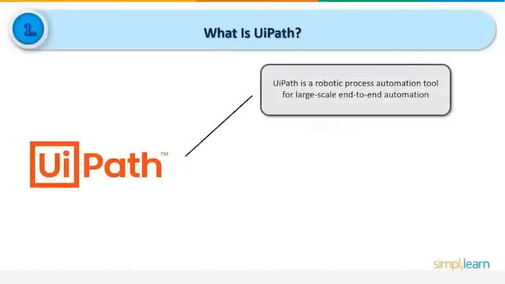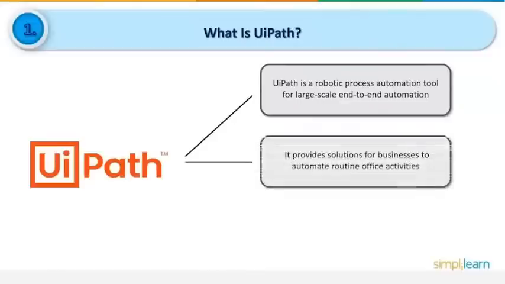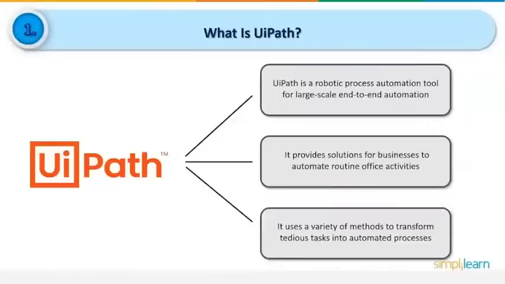UiPath is a robotic process automation tool for large-scale end-to-end automation. For accelerated business change, it provides solutions for businesses to automate routine office activities. It uses a variety of methods to transform tedious tasks into automated processes.